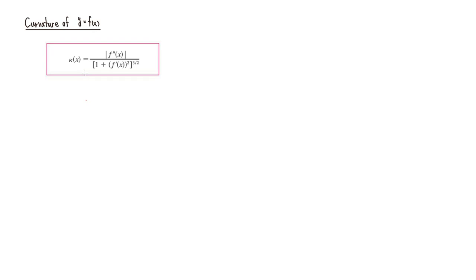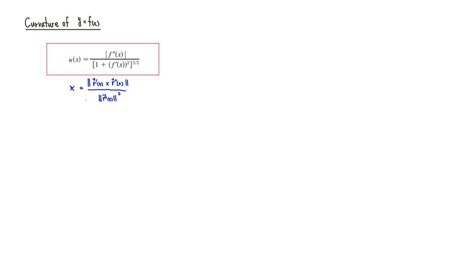Remember that the second formula we looked at for the curvature was the magnitude of r prime of t cross product with r double prime of t, divided by the magnitude of r prime of t cubed. That was the formula, and this is actually an equivalent formula.